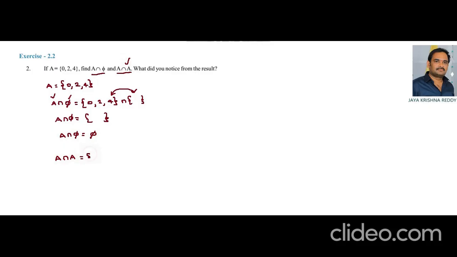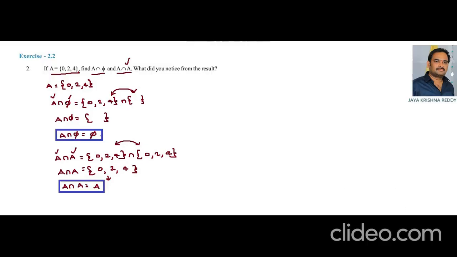So that is equal to, first we have to write the first set A, that is 0 to 4, and next intersection, and again the second set is A only. So write the elements of A, 0 to 4. So A intersection A equal to, what are the common elements from these two sets? The common elements are 0, 2 and 4. All three elements are common. So A intersection A is nothing but the set having 0 to 4, which is the given set A. So A intersection A is nothing but A.